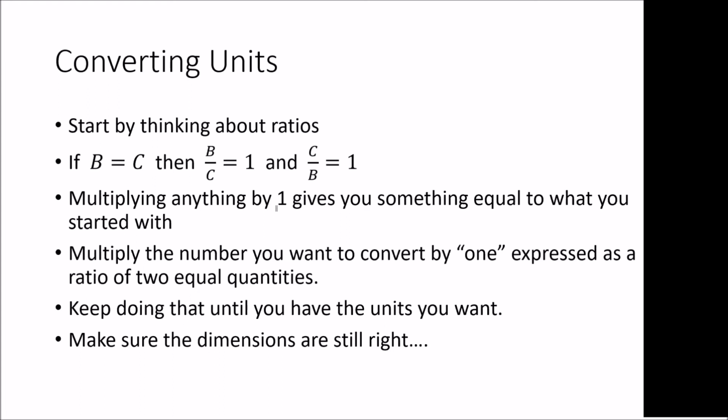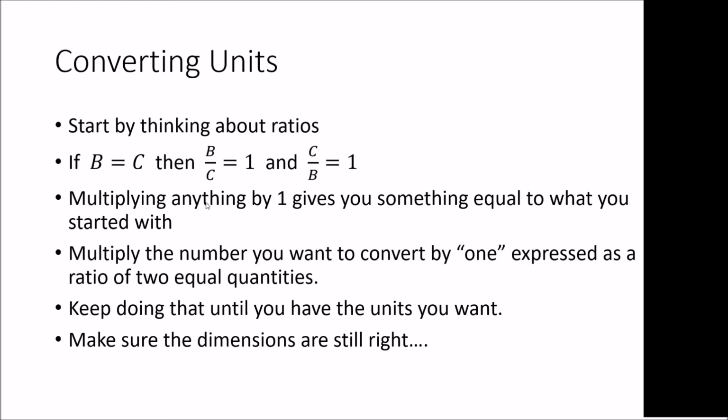And let me see, do I have the papers that I need? We can think about ratios. If we know that two things are equal here, B is equal to C, then we can divide both sides by C, and we get B over C is equal to 1. And also C over B is equal to 1.